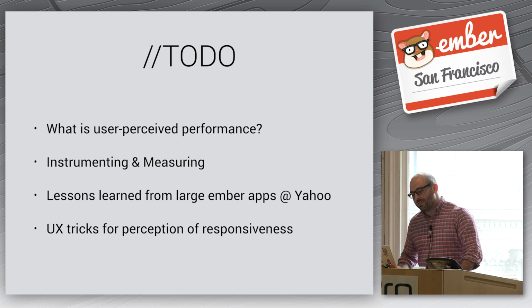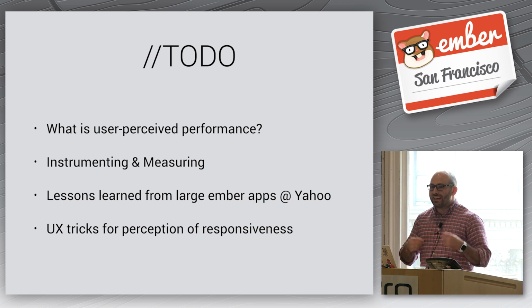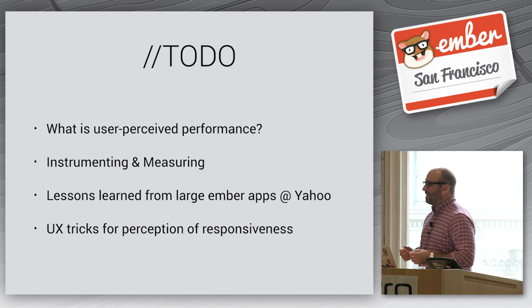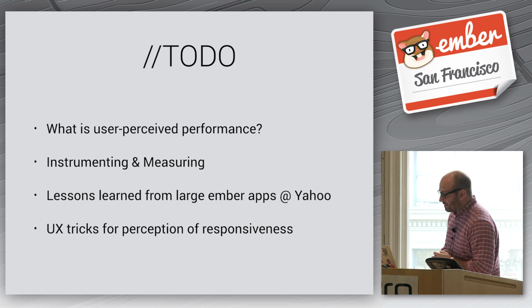And then finally, I'm going to finish up with some interesting patterns, some UX patterns that can be applied when you've kind of gotten as far as you can get with the real performance issues. So how can you create the perception of things being more responsive without actually improving what the profiler or timeline actually says?